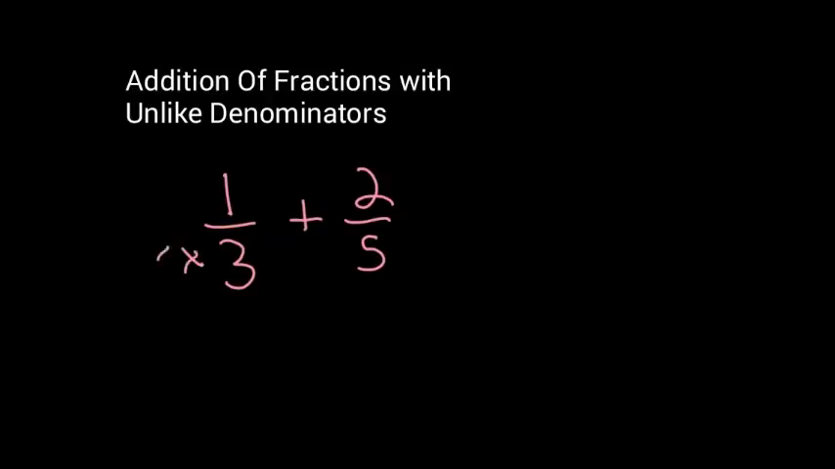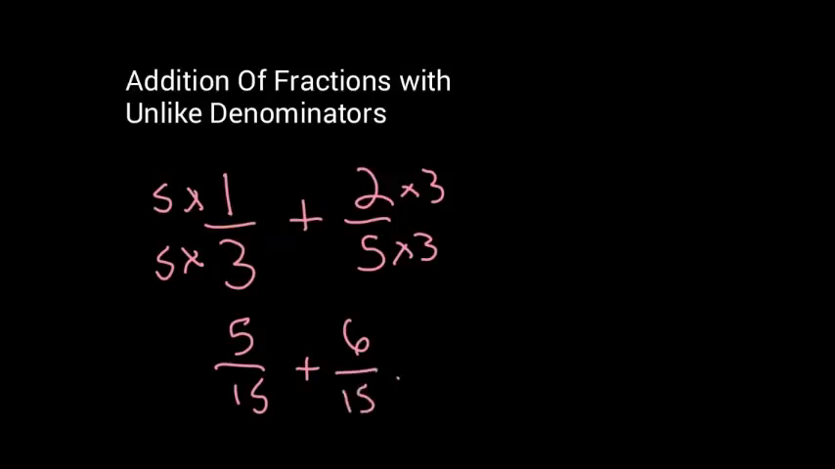So I'm going to multiply this 1/3 by 5 and the 2/5 by 3. So 5 times 1 is 5, 3 times 5 is 15. Plus 2 times 3 is 6, 3 times 5 is 15. Now I have a common denominator, so I just add my 5 and 6 to give me 11 and keep that common denominator of 15.